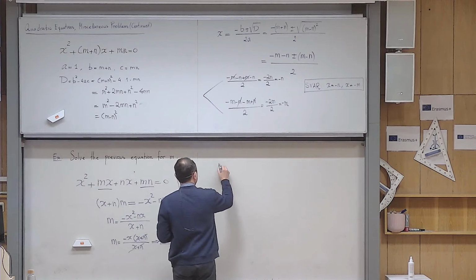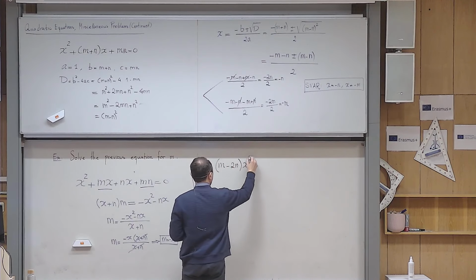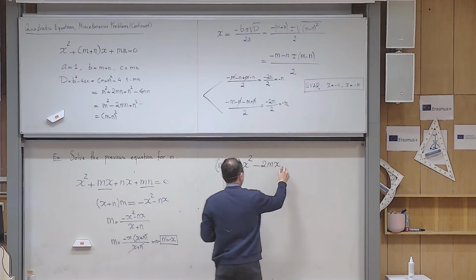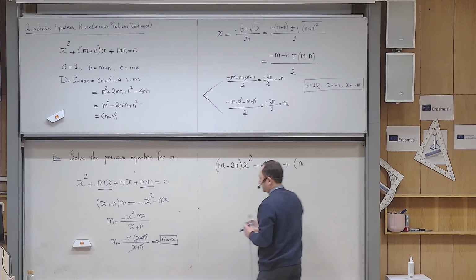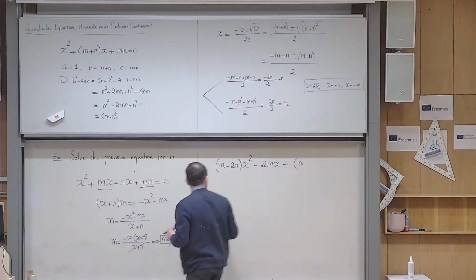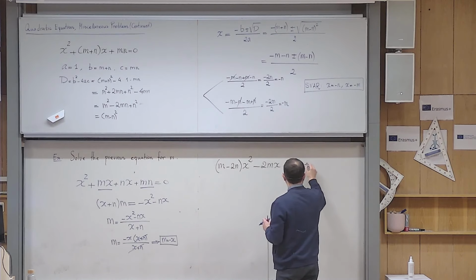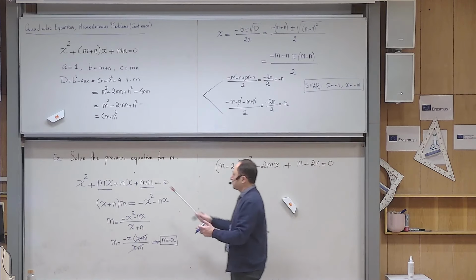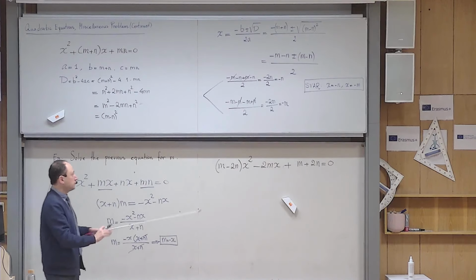M minus 2n x squared minus 2mx plus m plus 2n equals 0. Okay, so forget about this Mat 1c. We go back to Mat 2c again. I want you to solve it for x.